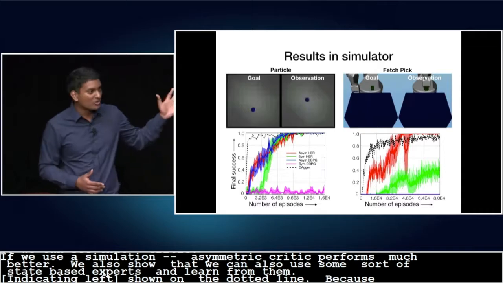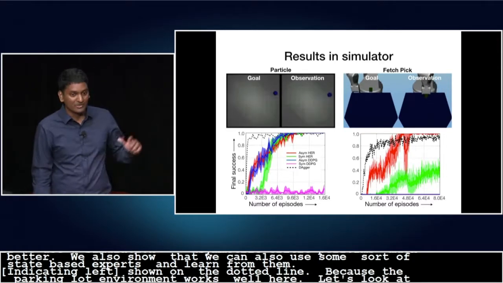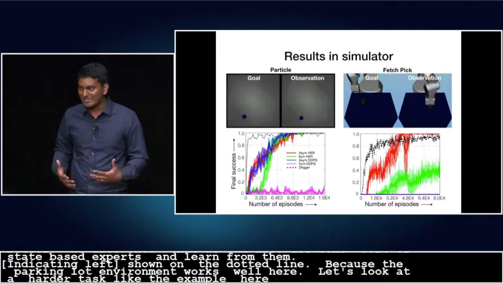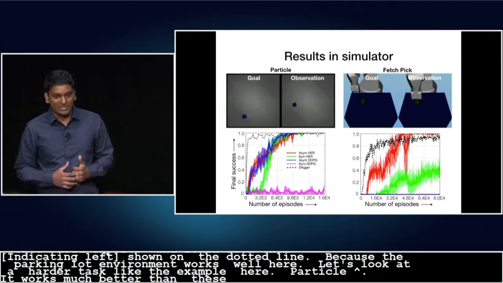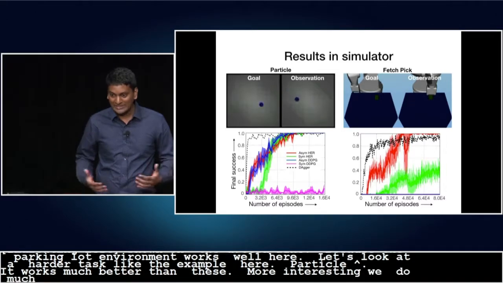Now let's look at a harder task, like the fetch pick example over here. Again, Asymmetric Actor Critic works much better than the Symmetric Actor Critic. But more interestingly, we also do much better than the imitation learning baseline from state-based experts.